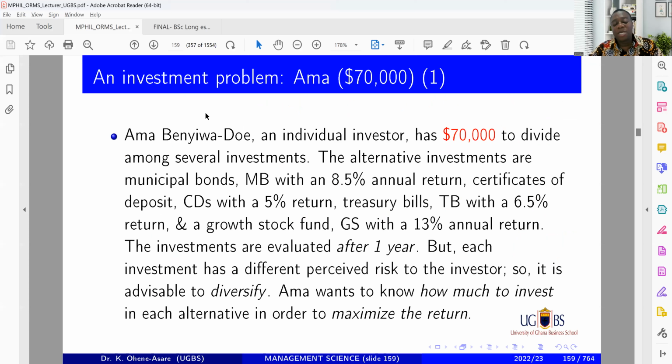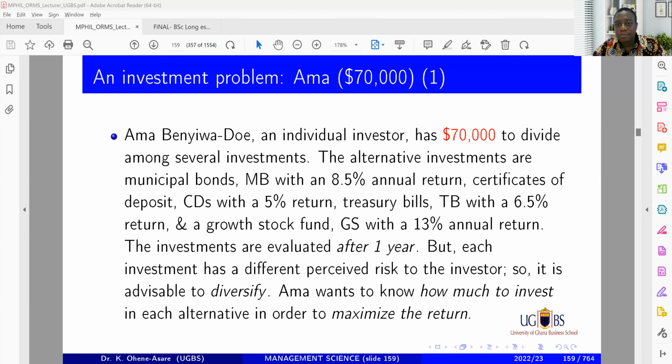Using the principles here, how would we formulate the objective function? Of course, before you can formulate the objective, you have to know whether your Z is a maximization or a minimization. And what are we maximizing or what are we minimizing? Who can tell me? That's your next question. That's the objective. That's your Z. The question states that AMA wants to know how much to invest in each alternative in order to maximize the return. So we are maximizing the returns of the investments.